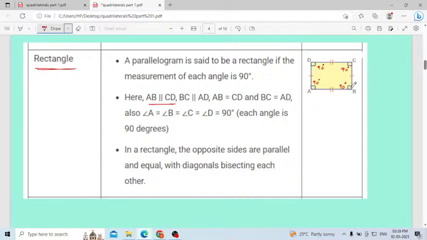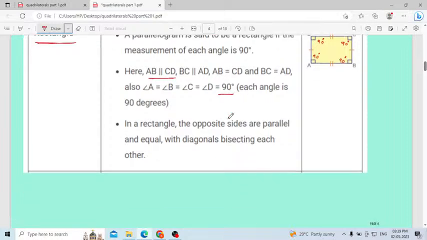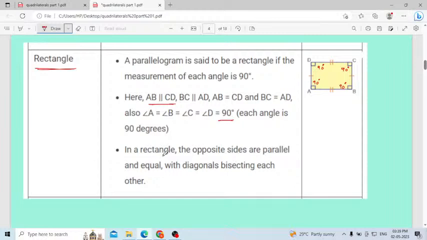Then AB is equal to CD, even the length is equal here. Then AD will be equal to CB. Even the parallel sides are equal. Here also the angle will be 90 degrees in the case of a rectangle. That one you have to remember. In a rectangle, the opposite sides are parallel and equal.